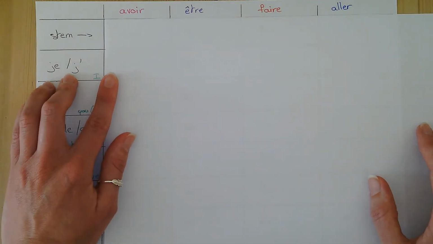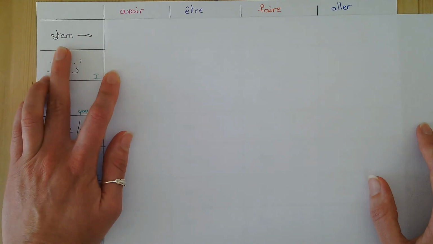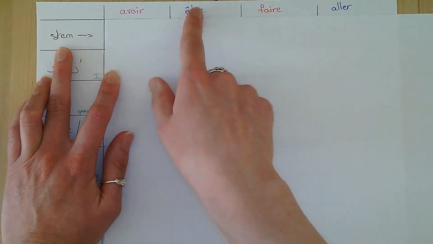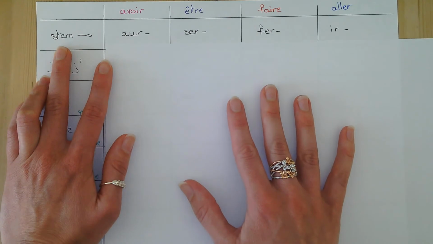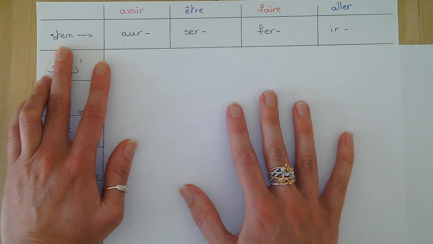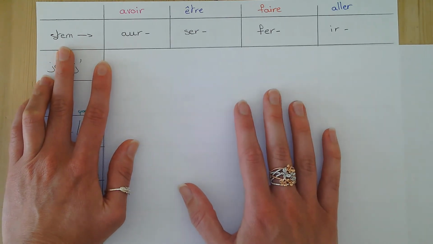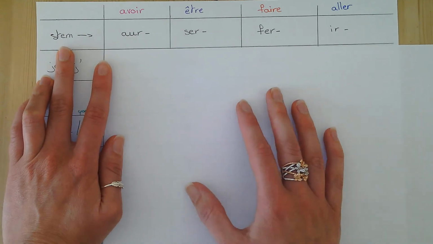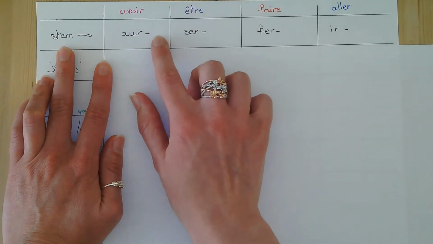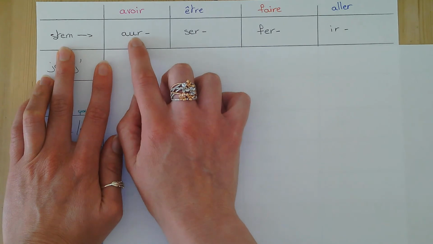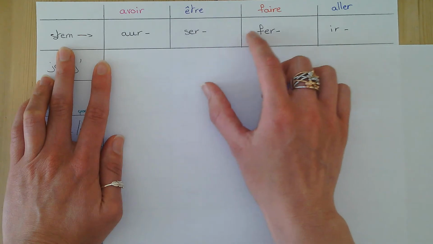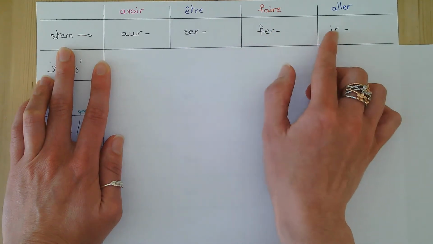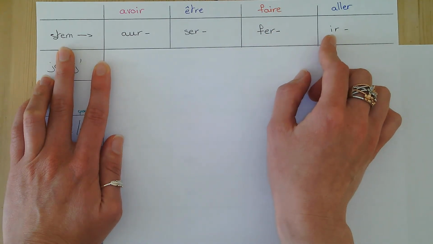So, the way it works, you can see here that I have put stem in a special line. All these verbs have a specific stem that they use, not only in the simple future, but also in the conditional. But once again, I'll stick to the simple future for now. So, for to have, avoir, the stem is AUR. For to be, it's SER. For to do, FER. And for to go, it's IR.